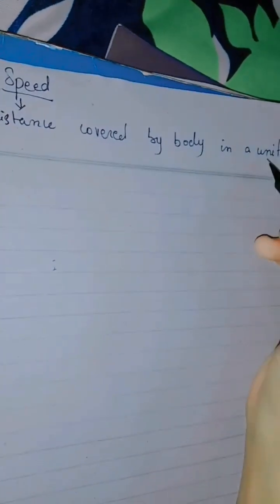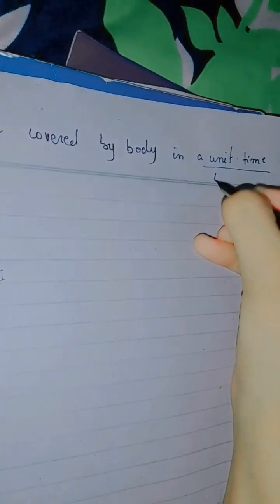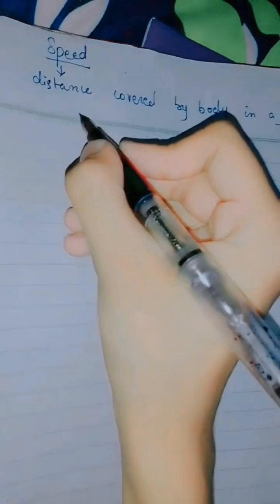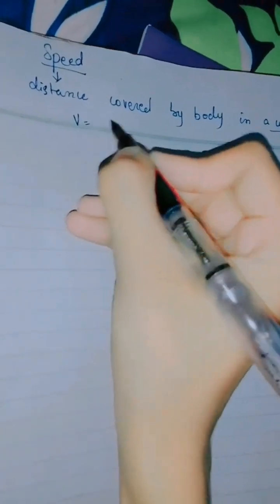What does it mean? It is the distance covered by a body in 1 second. That unit time means 1 second. So a distance covered by a body in 1 second is known as speed. The formula for speed is V is equal to d upon t, distance upon time.